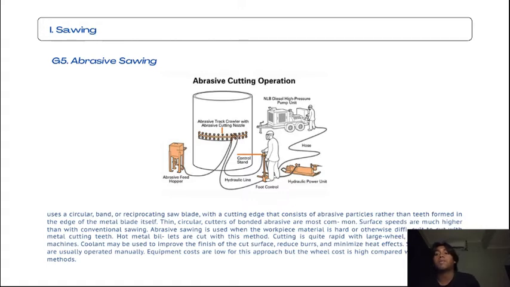Cutting is quite rapid with a large wheel, high horsepower machine, so coolant may be used to improve the finish of the cut surface, reduce burrs, and minimize heat effects. Smaller machines are usually operated manually, and equipment costs are low for this approach, but the wheel cost is high compared with other sawing methods.